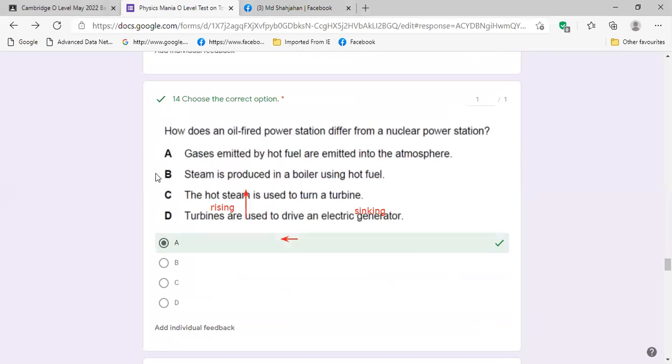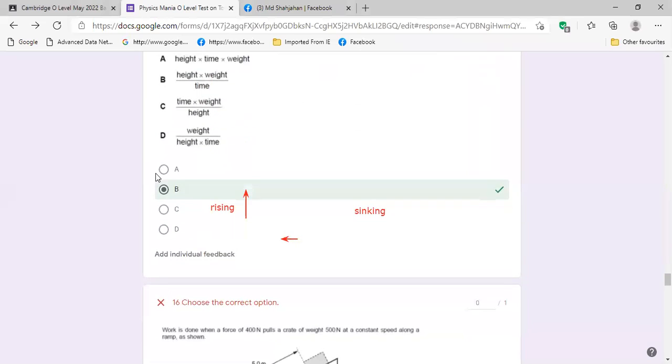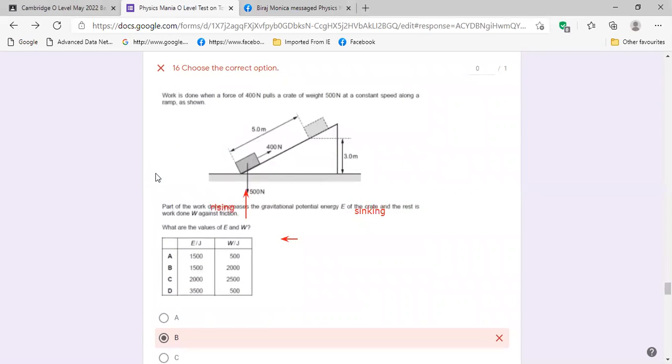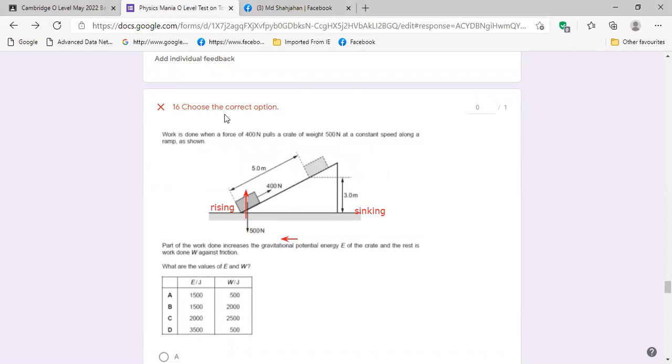14, huh? 14 is done. 14, your one is correct. Then this one. This one is one of the very tricky questions, I would say. So, can you read it, Mahi?